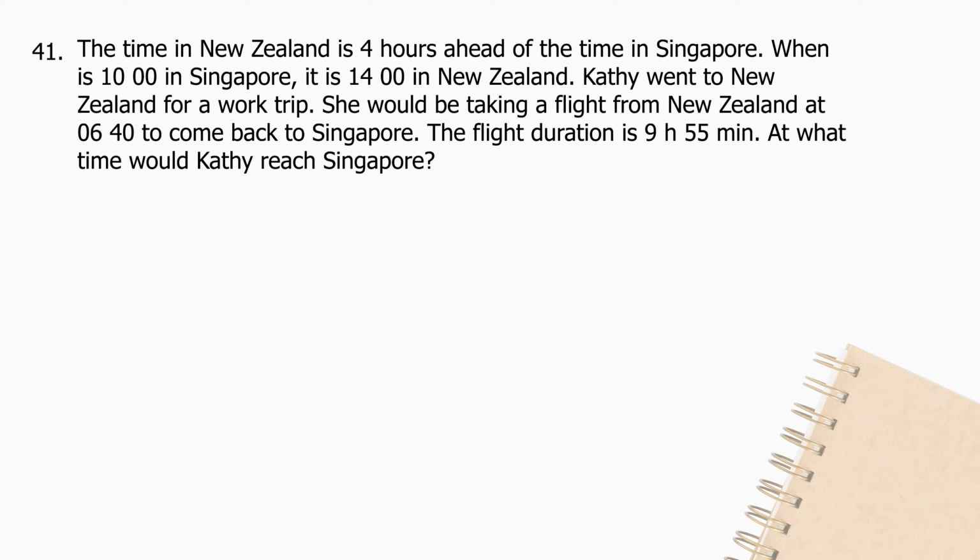Question 41. The time in New Zealand is 4 hours ahead of the time in Singapore. When it is 10:00 in Singapore, it is 14:00 in New Zealand. Kathy went to New Zealand for a work trip. She would be taking a flight from New Zealand at 06:40 to come back to Singapore. The flight duration is 9 hours 55 minutes. At what time would Kathy reach Singapore?